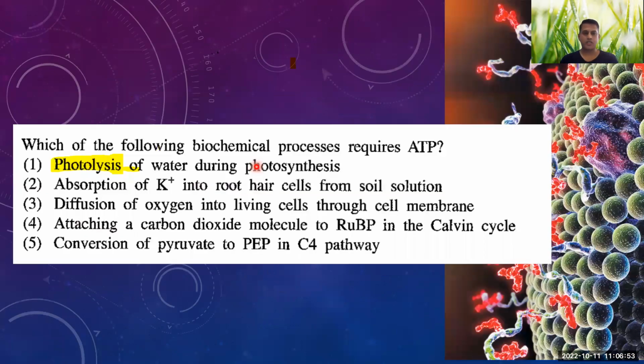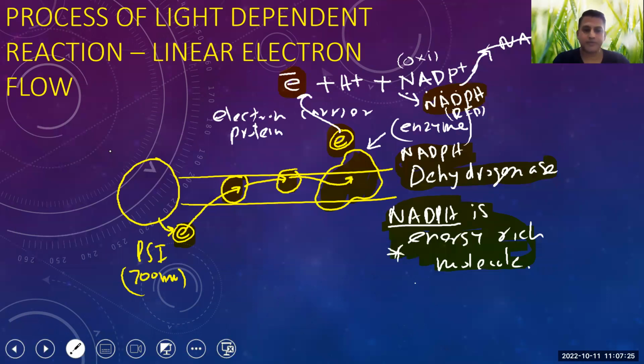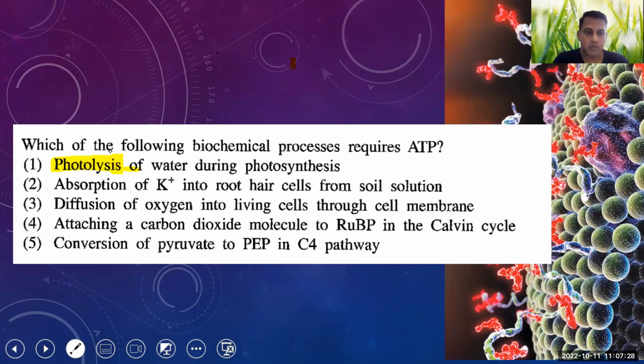Now I took this question again from the past paper. Which of the following biochemical processes requires ATP? Photolysis of water during photosynthesis. This word is not in the resource book. So only a few things we have to learn in addition to the resource book, but most of the things are coming from the resource book. This is one example in the exam where we cannot find the word photolysis.